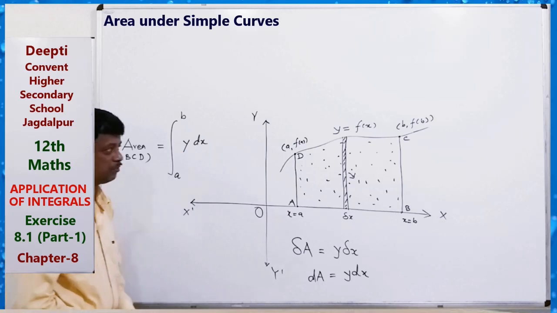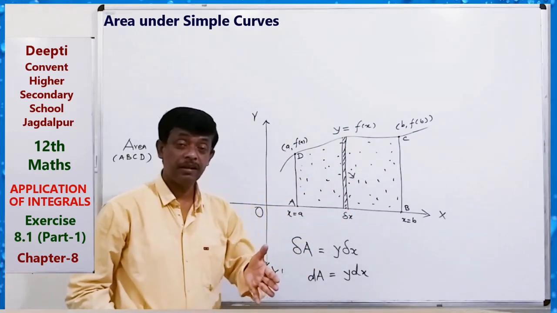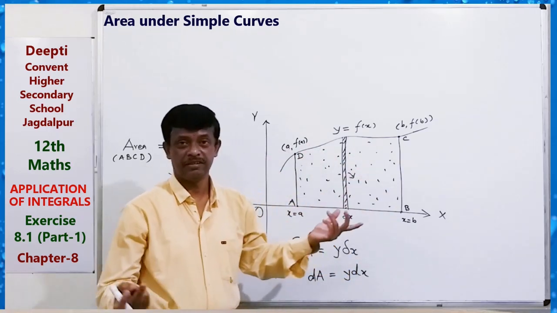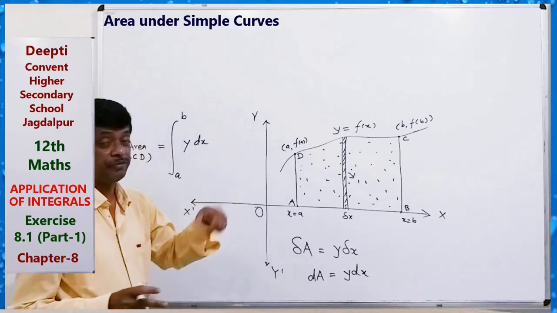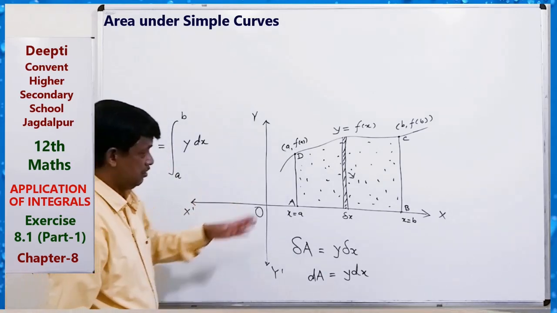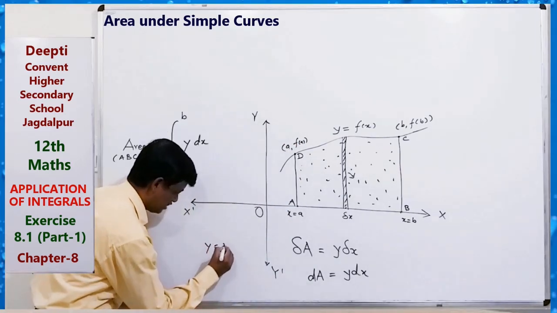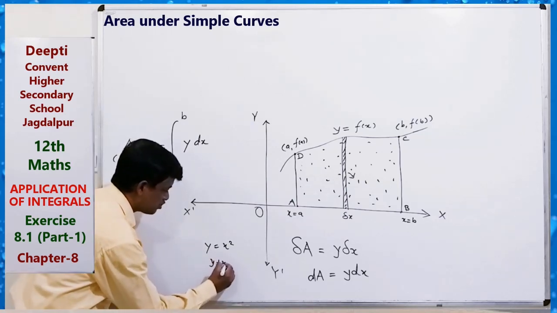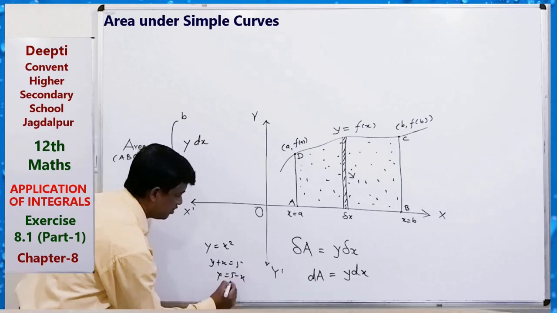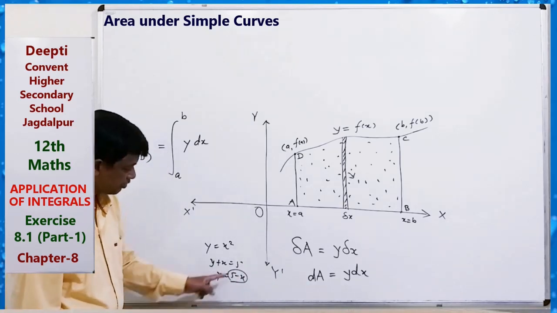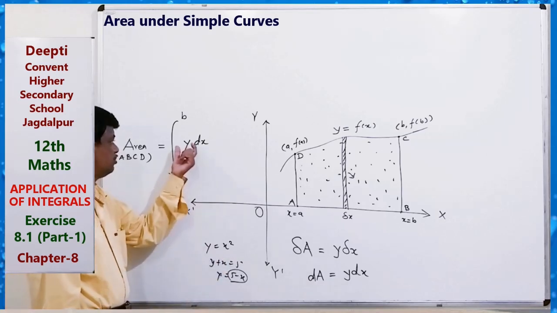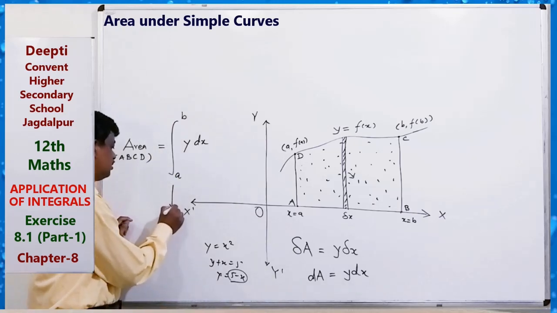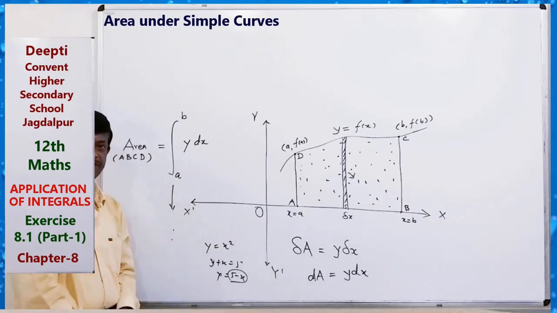Y means from the equation of the curve. Maybe this is a linear curve, meaning a line. Then from there we can also find y in terms of x. For a curve, suppose y equals x square, then the value of y is x square, a parabola. Suppose y plus x equals 5, then y equals 5 minus x. This value will be used here with limits from a to b. We apply it and then solve the integration. That will be the area.